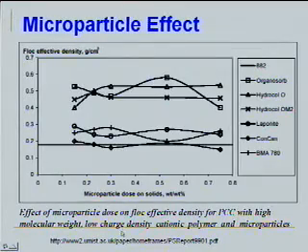This slide shows the effect of microparticle dosage on the floc effective density for the precipitated calcium carbonate with the high molecular weight and low charge density cationic polymer and the microparticles. And these three additives are the bentonite, and these three additives are the silica. You can see when we add the bentonite here, we can get a higher floc effective density.